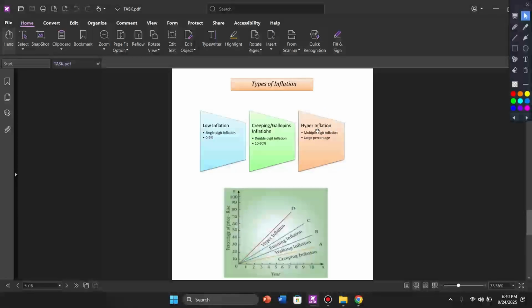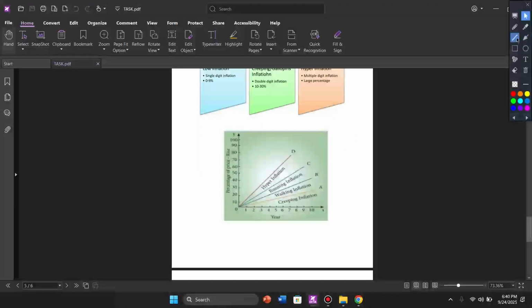Hyperinflation means more than double digits, like 100%, 200%, 1000%, but it's not actually possible in today's economy. It's kind of imaginary. In the graph we can see, as inflation is multiple digits, the graph's slope is steeper, and when inflation is lower, the slope is less as the percentage is lower.